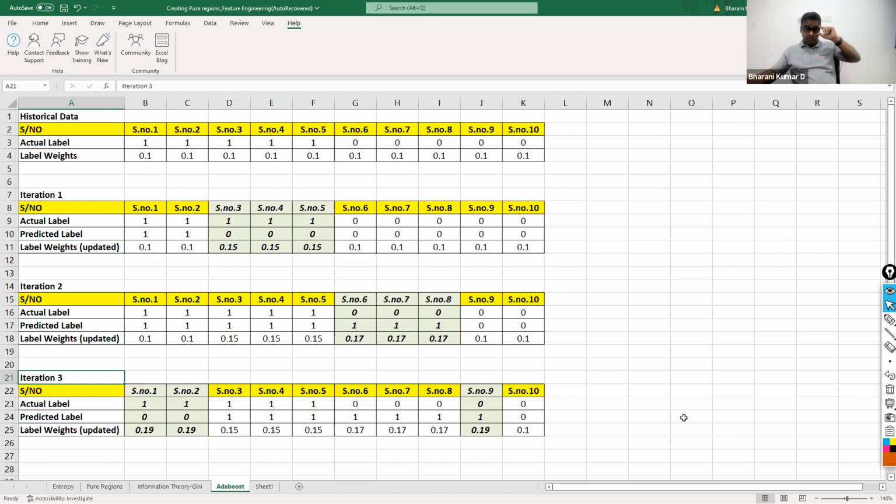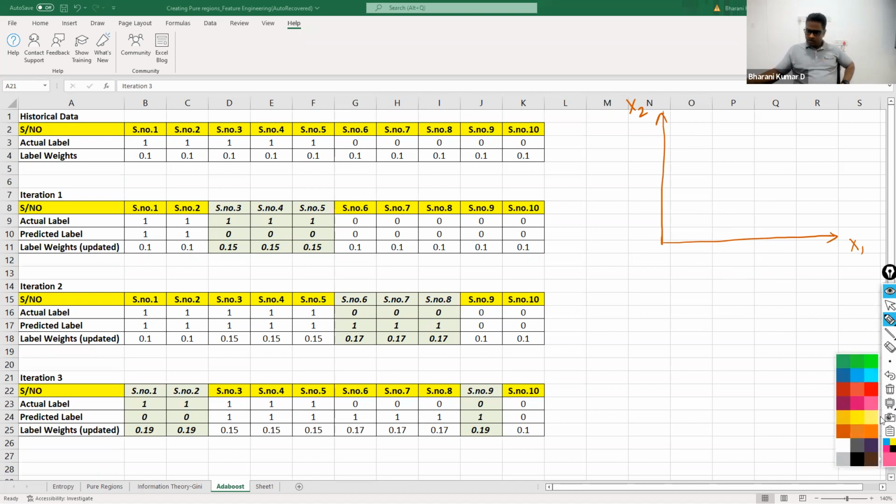Suppose you have 10 observations: 1, 2, 3, 4, 5, 6, 7, 8, 9, 10. Let me draw the diagram here for easy processing. Say you have two inputs, x1 and x2. Given these two inputs, say you have a two class problem. One I would call the pink class, and another maybe the blue class, right?